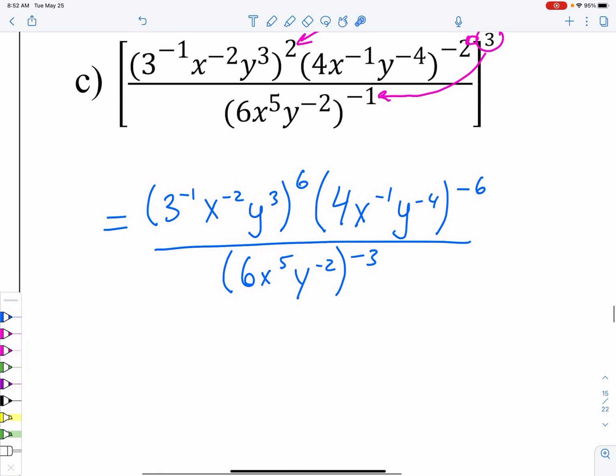Now we need to take these smaller brackets and multiply the exponent inside each of these brackets. So this 6 goes on these 3 guys, this negative 6 goes on these 3, this negative 3 goes on these 3.